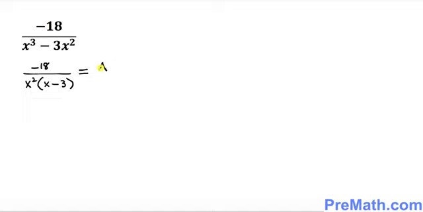So how can we set it up in a partial fraction? I'm going to put down A over x plus B over x squared. Since this x squared is repeated, you just write it in this form, and then plus C over x minus 3.